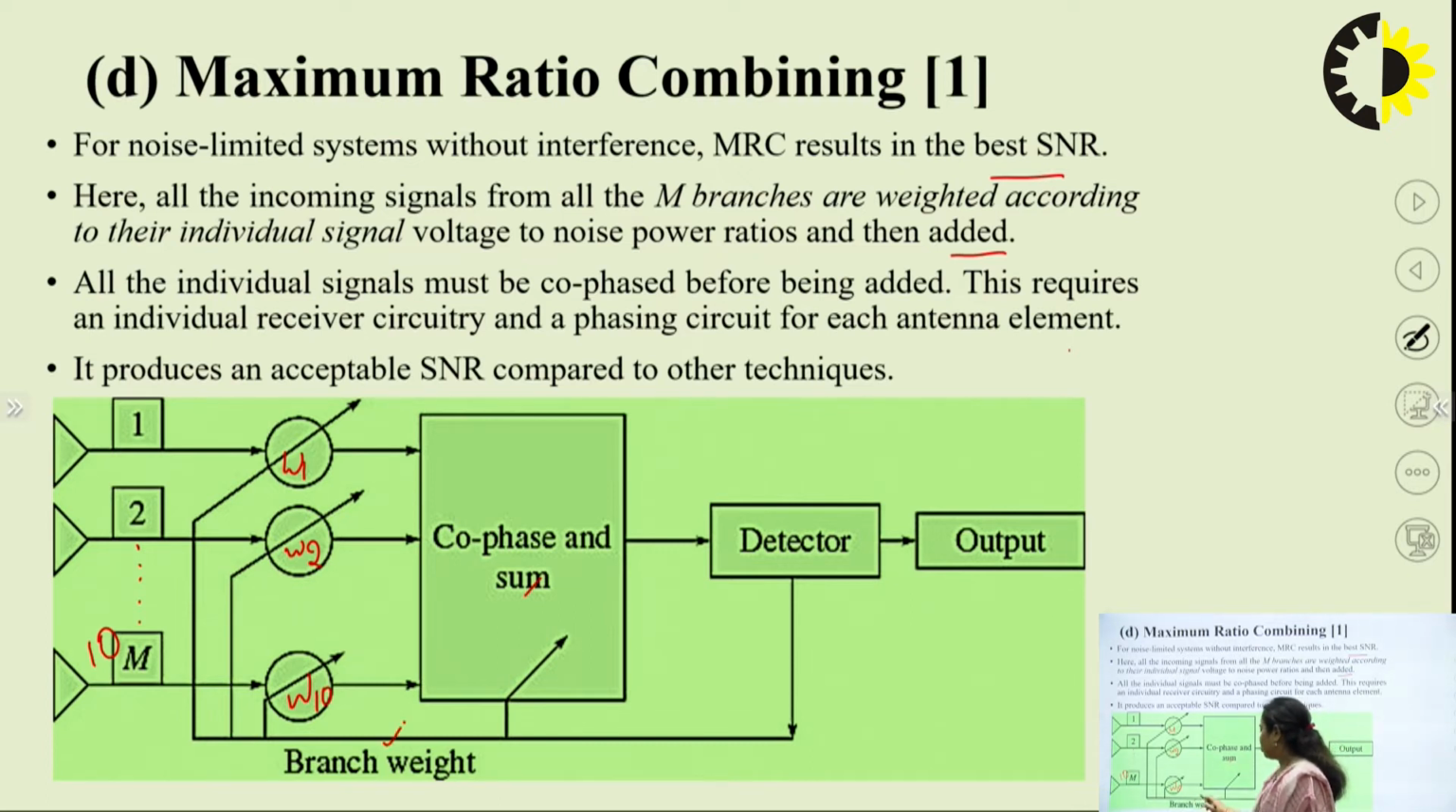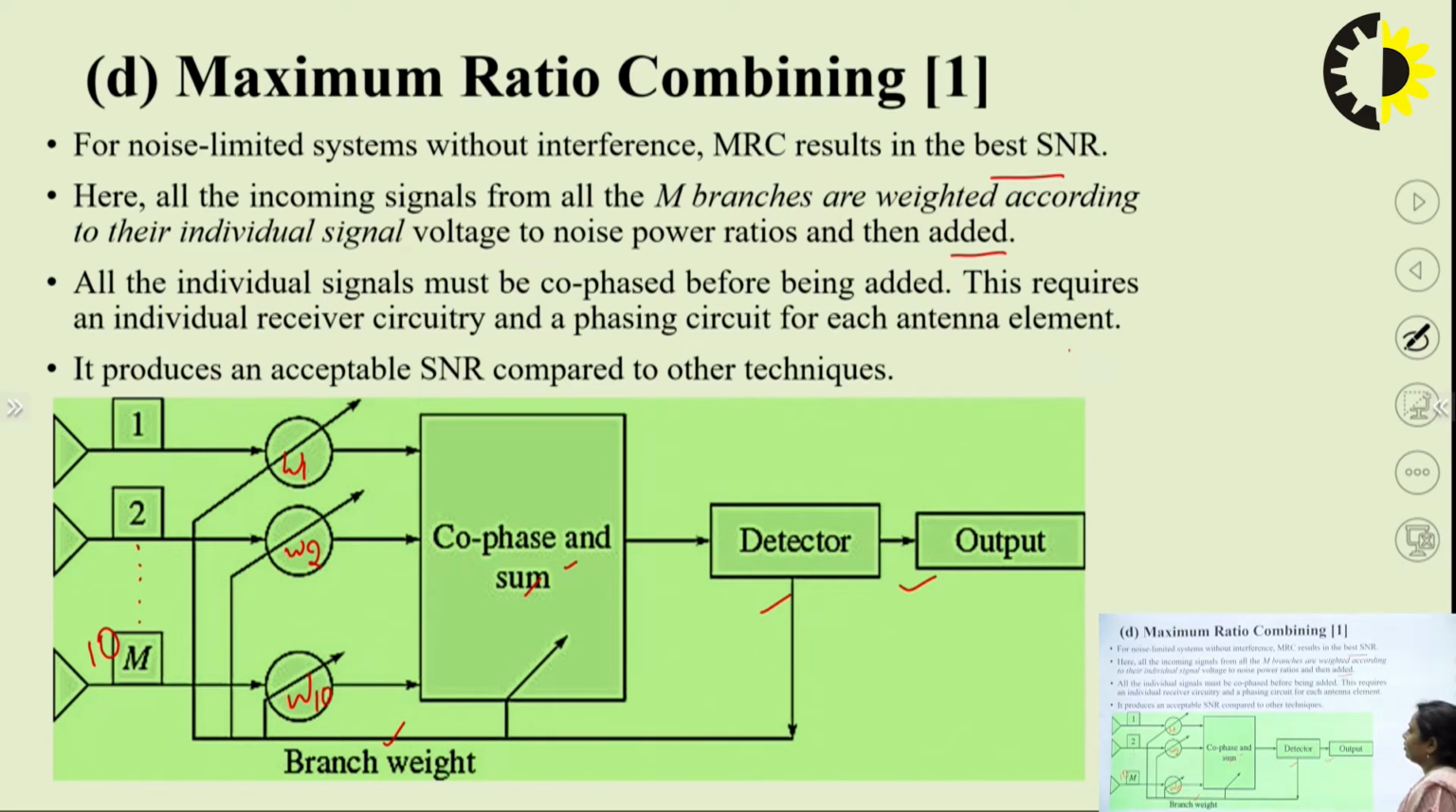Now these are the branch weights. The output of this branch weight will be applied to this detector. Now the feedback from this detector part is given over here to control this cophase sum block and to control these weights values, so that the proper kind of weights can be selected, and then the output will be done. So whichever branch is having the highest signal to noise ratio will be connected over here. All the individual signals must be co-phased before being added together.